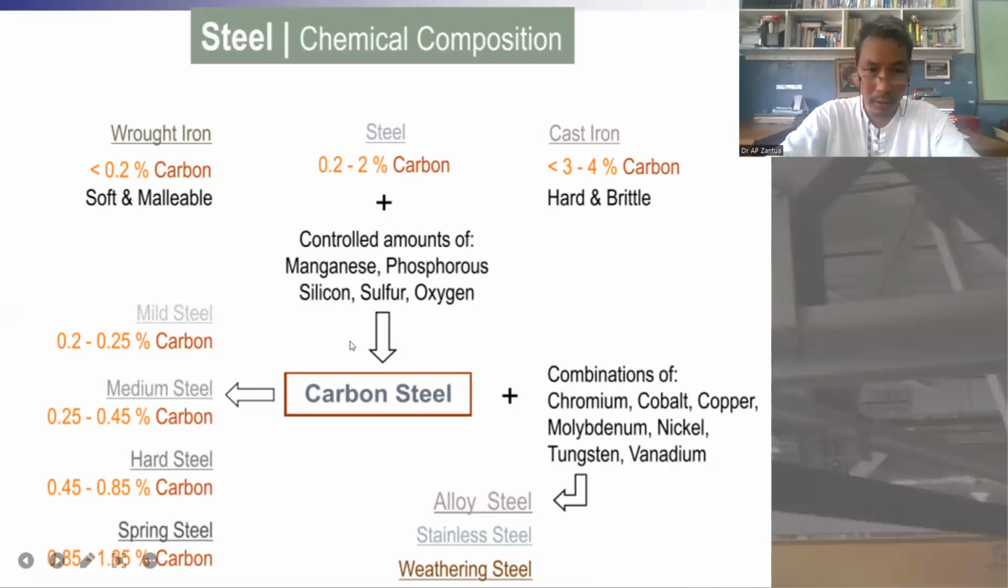So what are the normal types of carbon steel? Mild steel, medium steel, hard steel, and spring steel. On the other hand, if we add a combination of chromium, cobalt, copper, molybdenum, nickel, tungsten, and vanadium to the carbon steel, we have what? An alloy steel. And we have two main types of alloy steel: stainless steel and weathering steel.